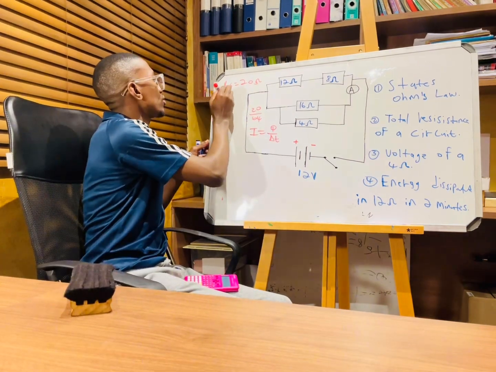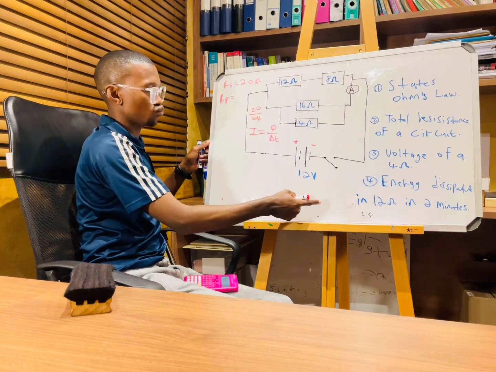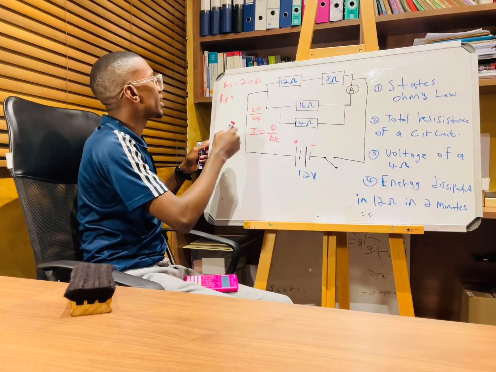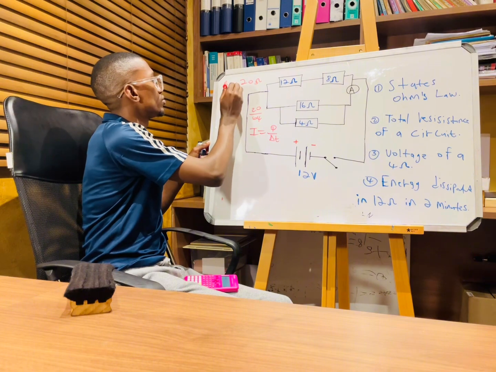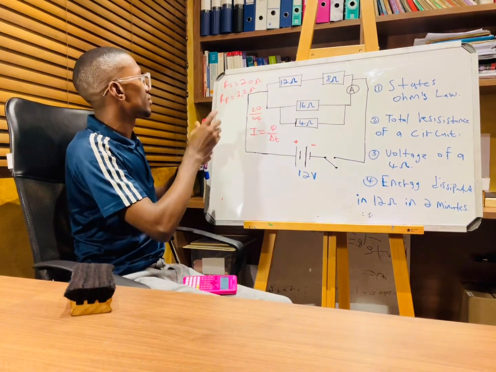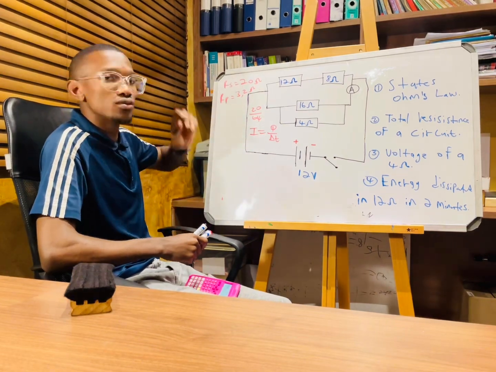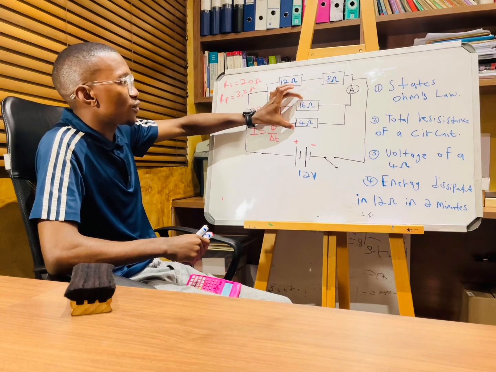So the RP that I got was 3.2 ohms. Just keep that in mind. I have RS of 20 ohm and 3.2. So this is 3.2 for this one and this one.